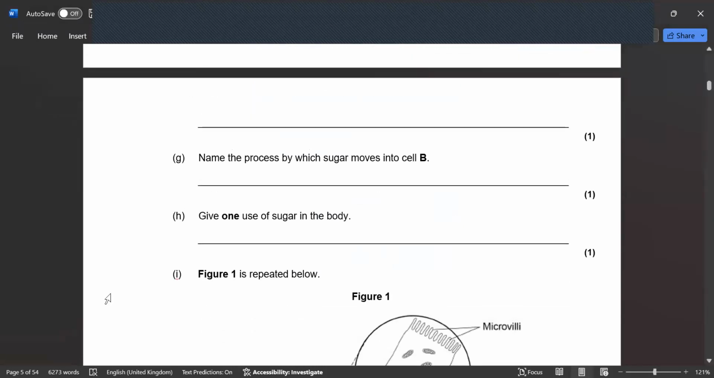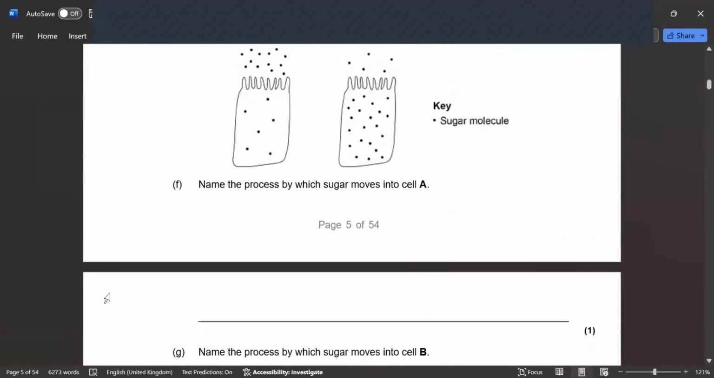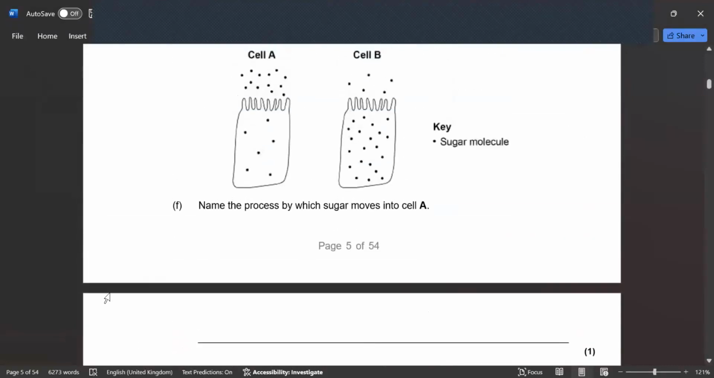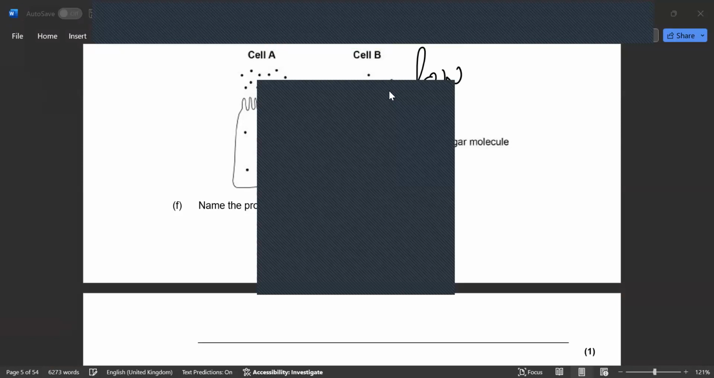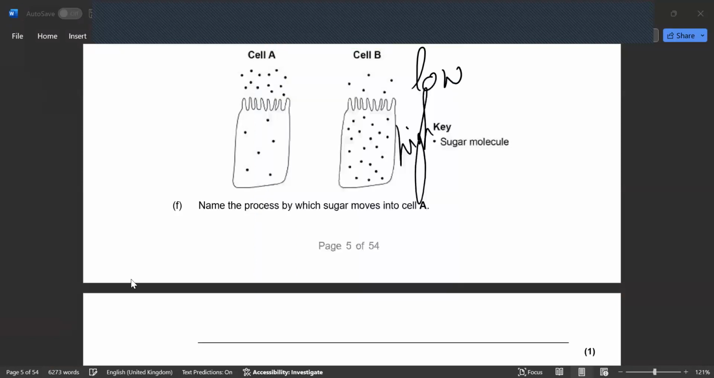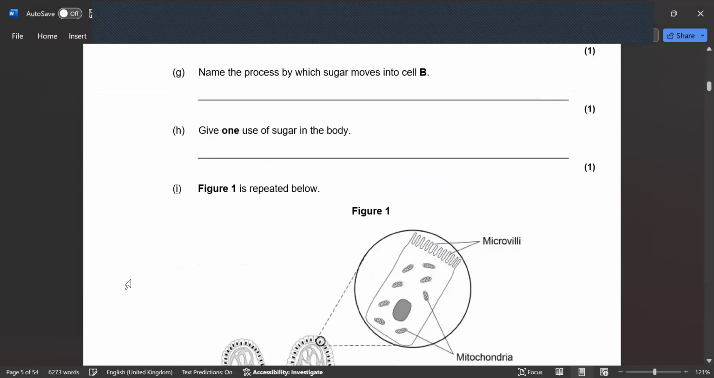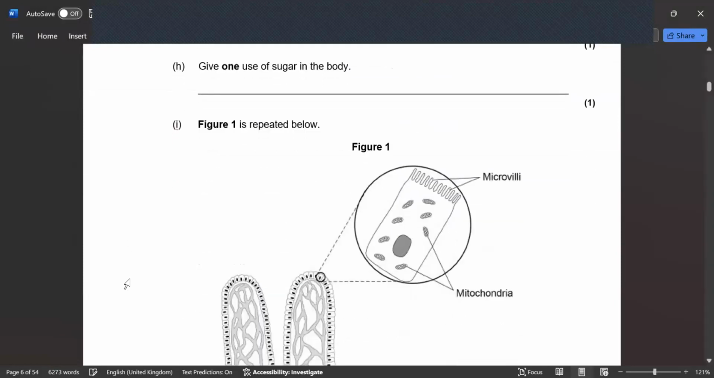Name the process by which sugar moves into cell B. From low to high concentration. What is the name of the process? Elias, exactly. I did not hear from you for a while now, but this is active transport. Great job. Give one use of sugar in the cell. I can say this is the molecule that provides us with energy or helps in respiration, and that's it.